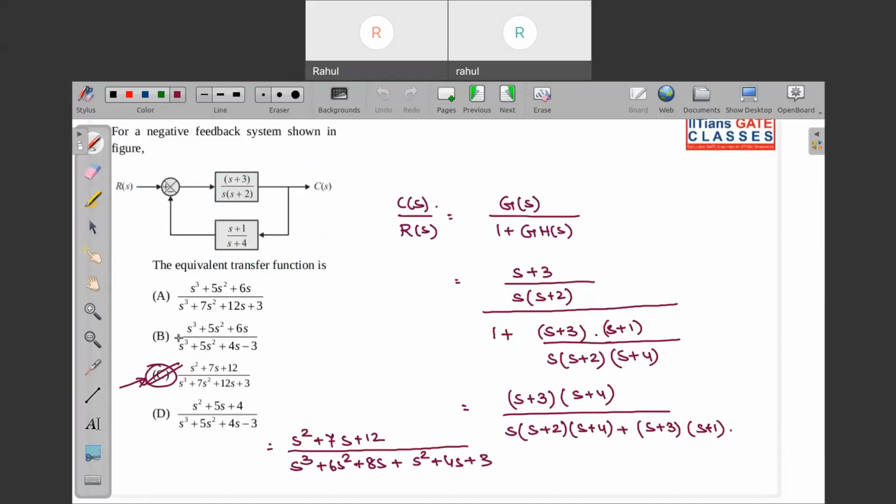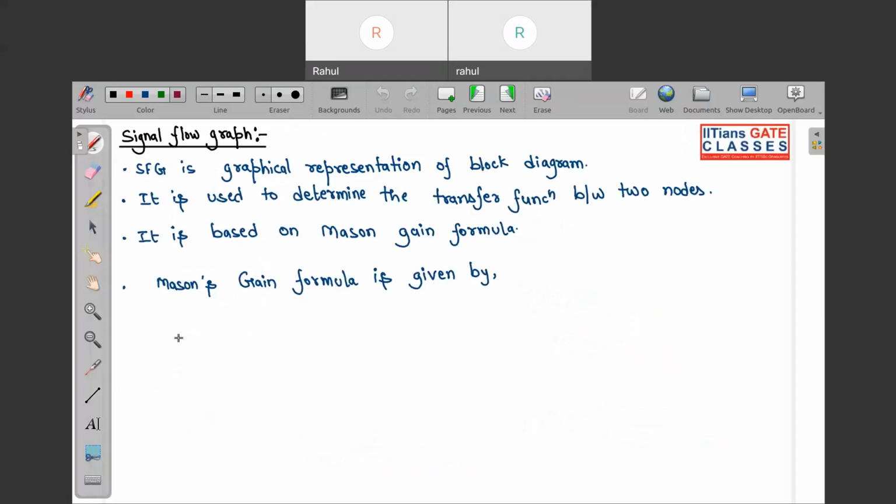Okay. So with this, we end our block diagram reduction. Very simple questions will be asked. I have even shown you how to theoretically derive any of the blocks, so you don't need to memorize anything. If you haven't watched that, watch the previous session. In this session, we are going to see your signal flow graph.